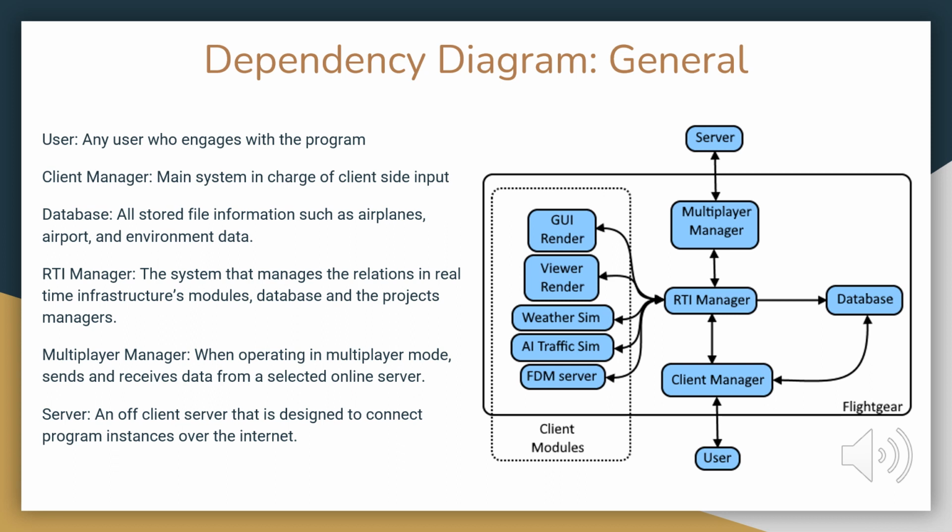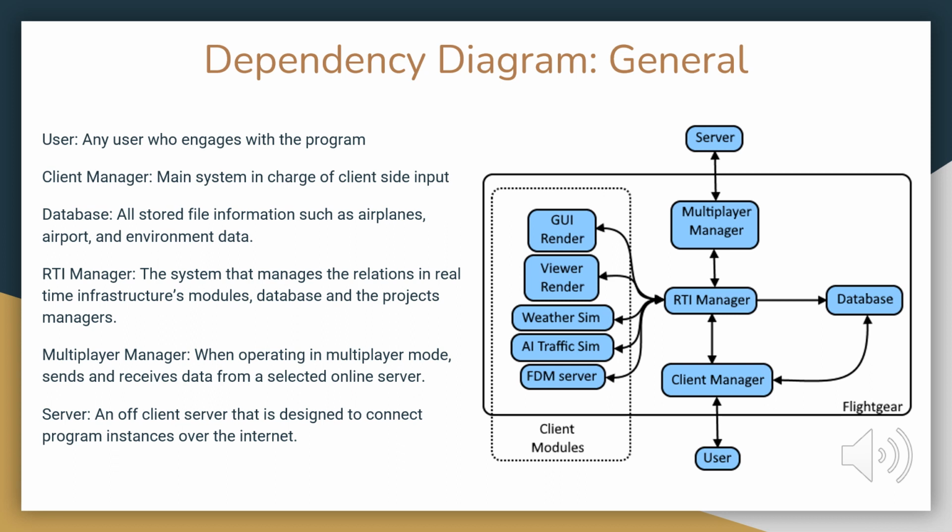So the user is any user that can engage with the program, and then the client manager is the main system in charge of client-side input. The database holds all stored information, such as airplanes, airports, and the environment data.